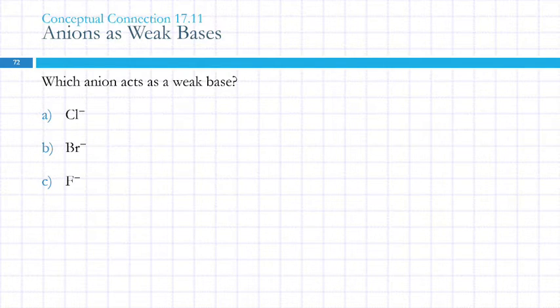Which anion acts as a weak base? I think I heard A, B, and C. Well, what are we looking for? We need to look at what kind of an acid this came from. So this came from HCl. This came from HBr. This one came from HF. If this is strong, that's nothing. This is strong, that's nothing. This is a weak acid, that's also a weak base.